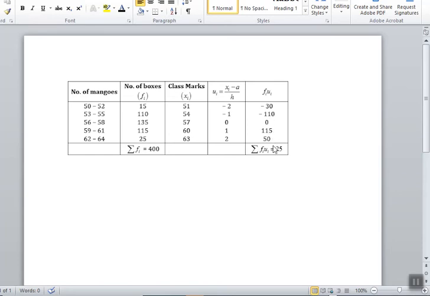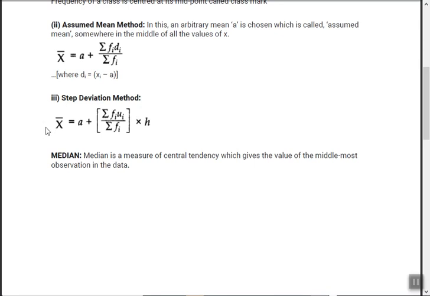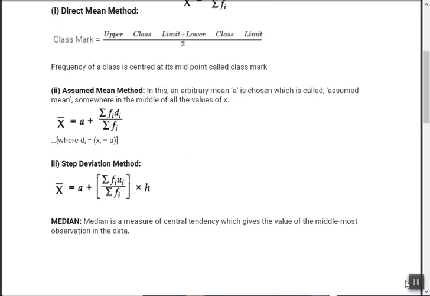Now see, the answer is not 0 over here. Why? Because the frequencies are different. If the frequencies are the same, only then the answer will be 0, right? So FI UI won't be 0 in this case. But you have to always see to it that UI should be 0. Only then your answer will be correct. Otherwise your answer can't be correct. Okay. So coming back, we get x bar equals a plus this formula. Okay, done. Mean is done.